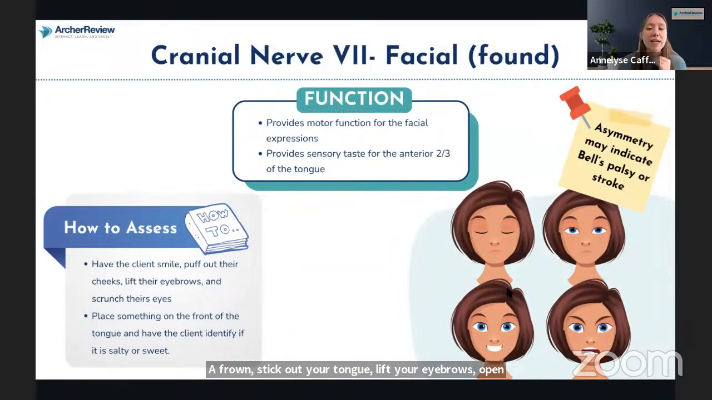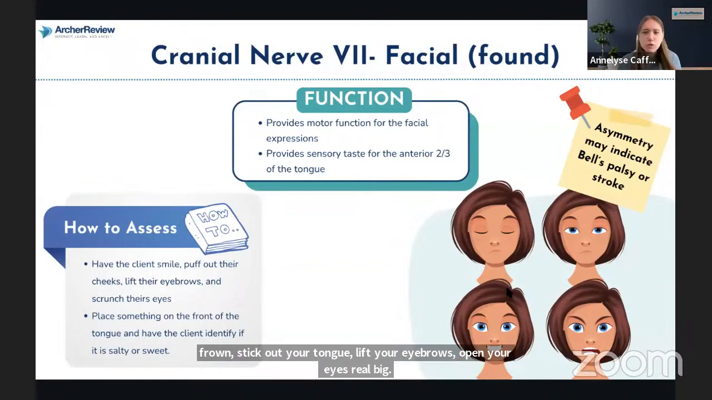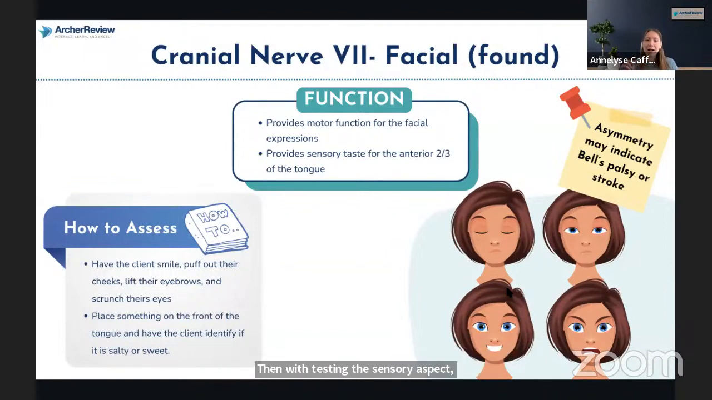Then with testing the sensory aspect, this is where that salt packet or that sugar packet comes in. You're going to have them close their eyes, stick out their tongue, and then just drop a little bit of one of those packets on their tongue and let them know if it is salty or if it is sweet. If they're able to identify the difference between those 2 flavors, salty or sweet, that function is totally intact and you don't need to worry much else about that. So that is facial nerve.